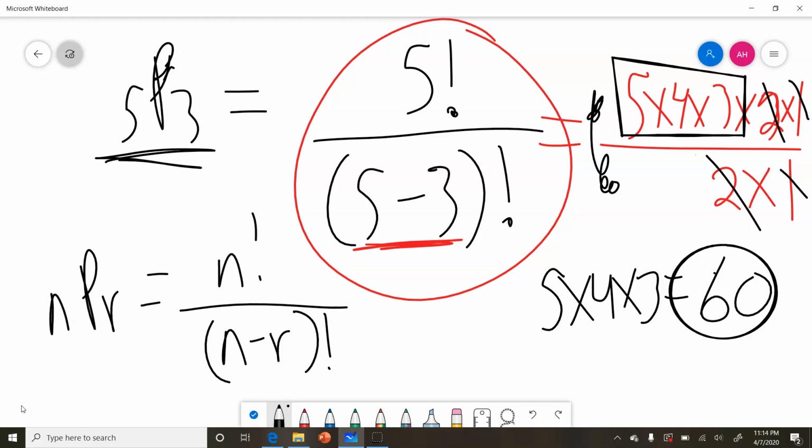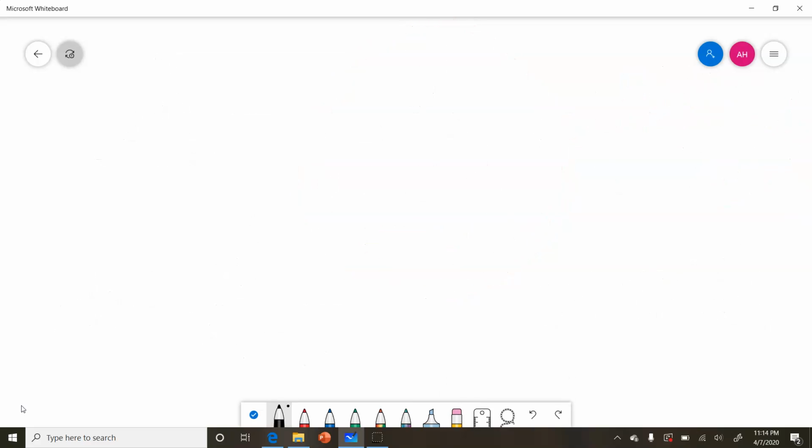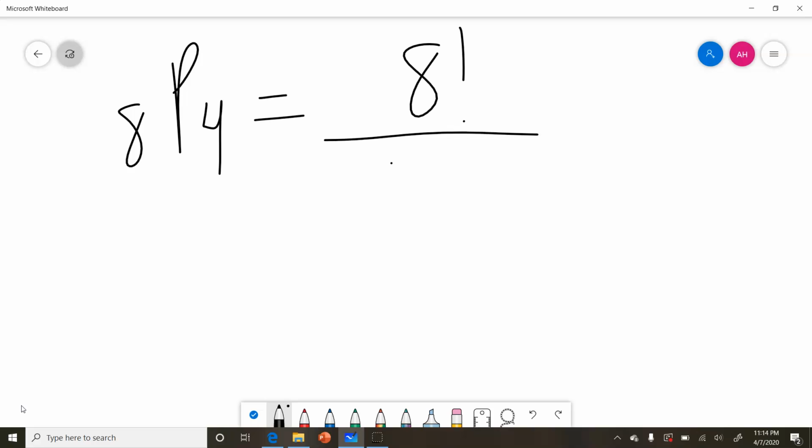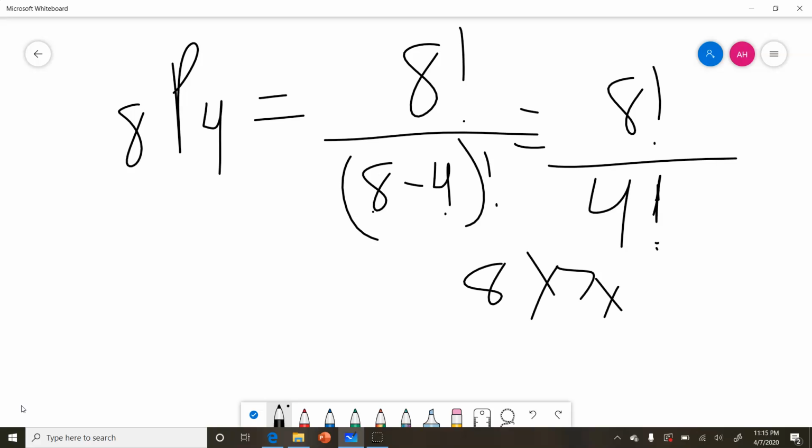I showed you how to do it that way, crossing out. So if you need to pause it, go ahead and do that. But what if it's a bigger number? Like, what if it's something like 8p4? That is 8 factorial divided by 8 minus 4 factorial, which is 8 factorial over 4 factorial. That's kind of hard to look at, because I don't want to draw that out and do 8 times 7 times 6 and then cross out.